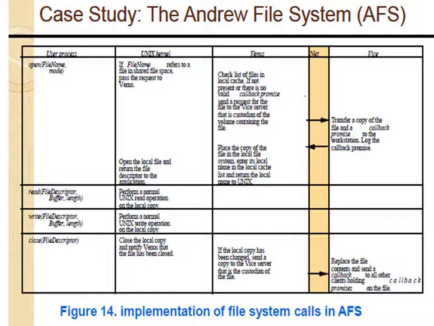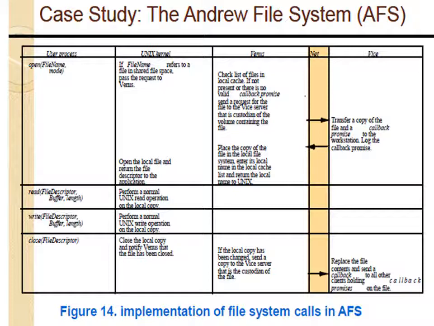It enters its local name in the local cache list and returns the local name to Unix. And the Vice software, for the open operation, transfers a copy of the file and a callback promise to the workstation. Log the callback promise. And coming to read operation, it has 3 parameters: file descriptor, buffer and length.